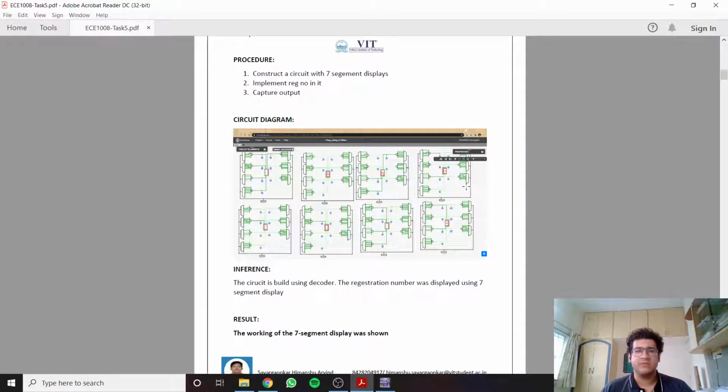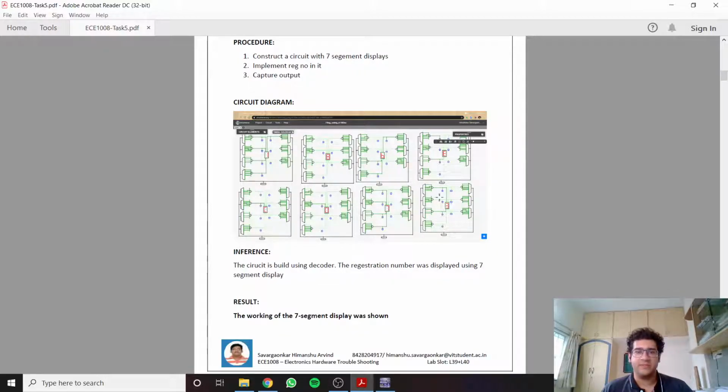This was the first experiment done, where my registration number 18BEC0735 was simulated and displayed.